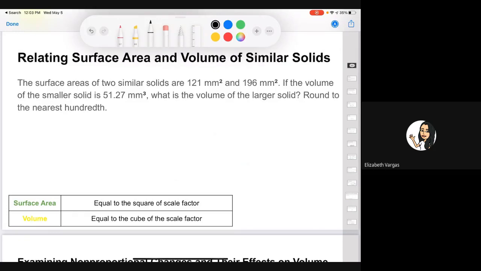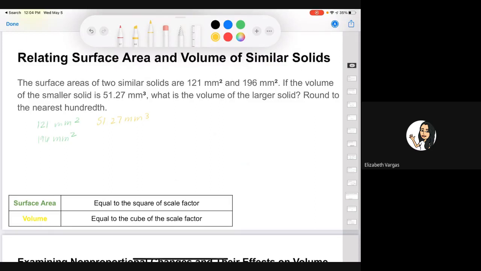So now let's relate surface area and volume. It says the surface area of 2 similar solids, so I do in fact have 2 similar solids, and I can go ahead and write those down. The surface area of the smaller solid is going to be 121 millimeters squared, and the surface area of my bigger solid is going to be 196 millimeters squared. If the volume of the smaller solid is 51.27 millimeters cubed, what is the volume of the larger solid?